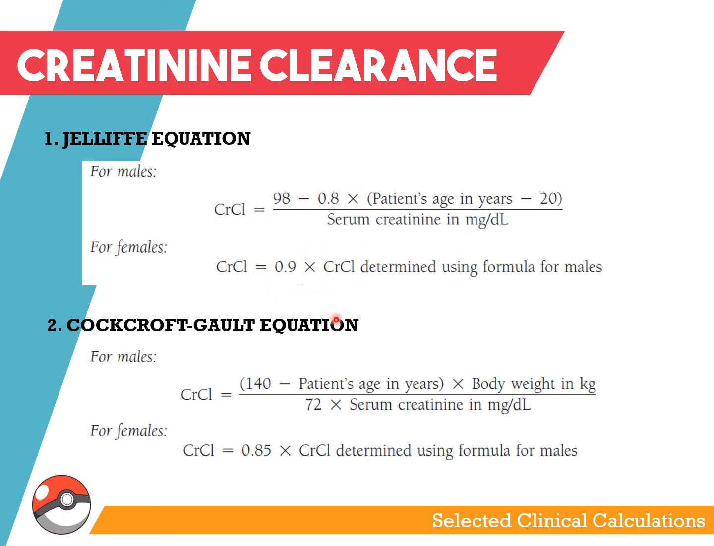And for the Cockcroft-Gault equation, the creatinine clearance is equal to 140 minus the patient's age in years, times the body weight in kilograms, over 72 times serum creatinine in milligrams per deciliter. And you multiply your answer by 0.85 to derive the creatinine clearance for the female.